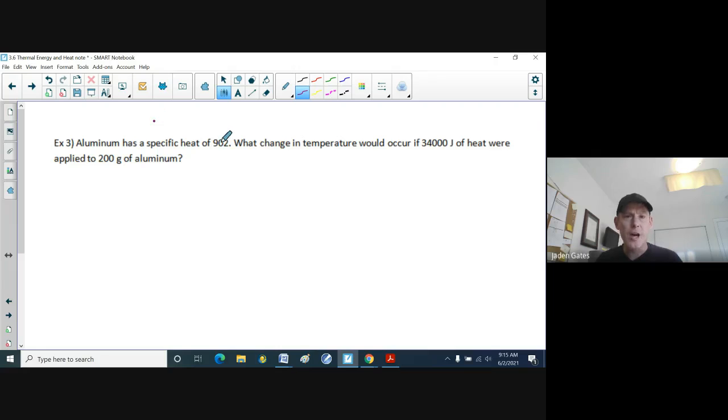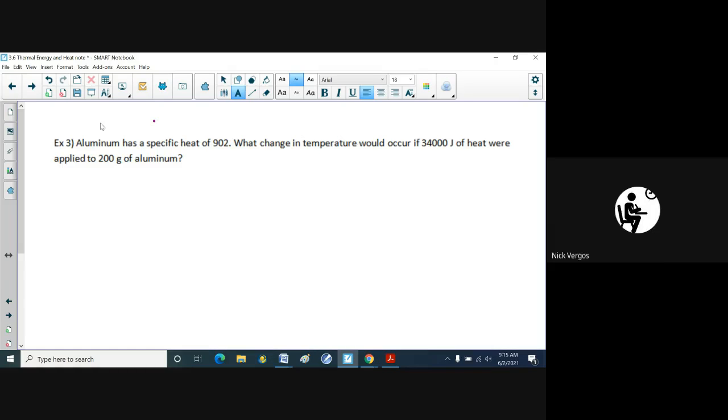Aluminum. These are all true values, by the way. I didn't make these up. Has a specific heat capacity of 902. What change? Oh, I heard a little ding there. So check it out.